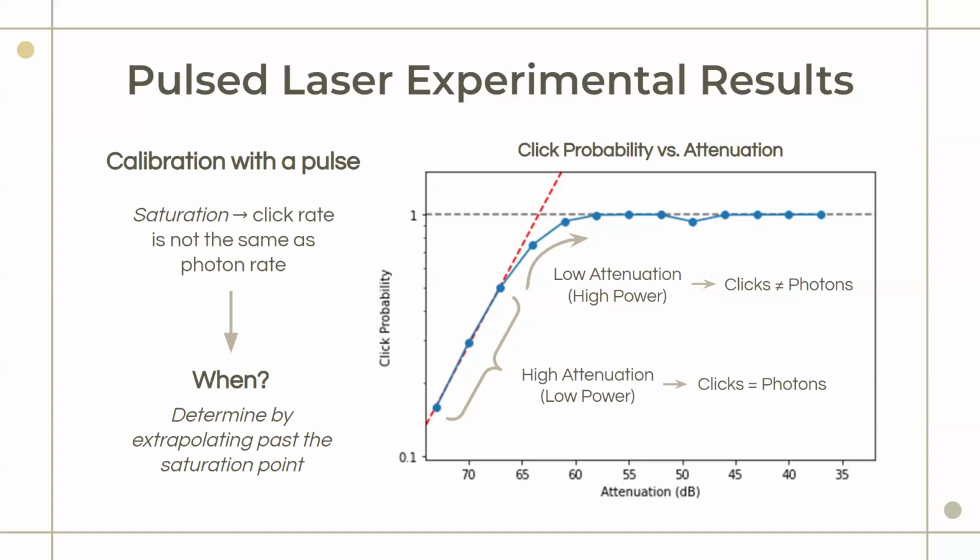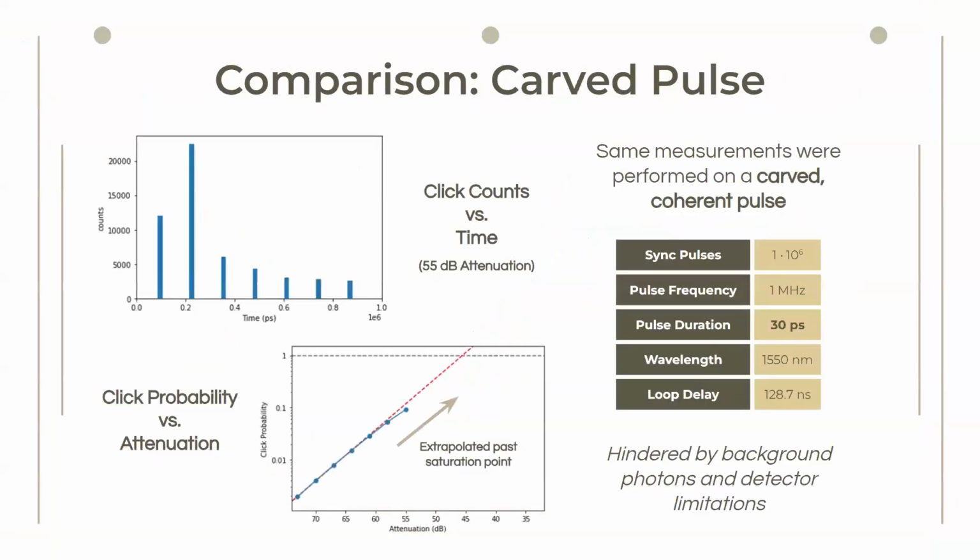And we can extrapolate that past saturation to say, oh, at 60 dB, we may only see one click per pulse, but from this extrapolation, we can estimate, oh, it could be 1.5. And so we also compare this to a carved pulse. We have this very similar trend here, but one thing to note is that there's existence of a background, which we can't just cut out because we don't know if these clicks are coming from the pulse or from the background.